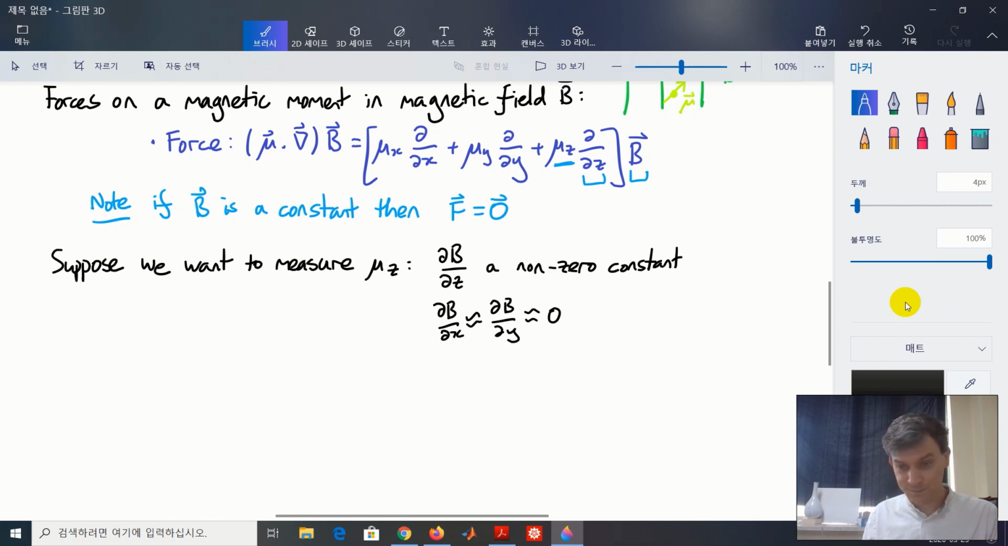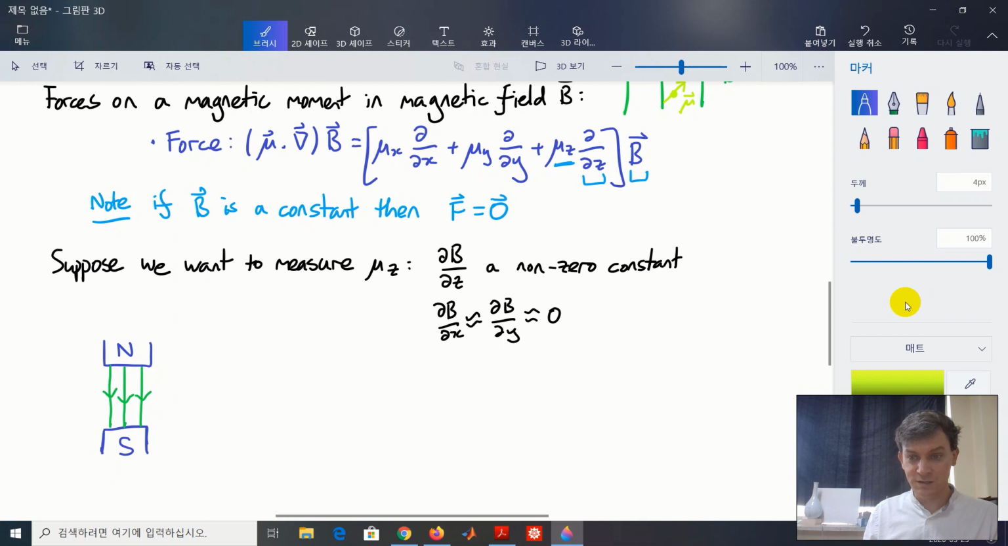So let's suppose I take two permanent magnets like this, and let's suppose I put the north pole of the magnet on one side and the south pole of the second magnet on the other side. Then, as you all know, you will get a magnetic field between the two poles like this. But this one is not good because here in the middle between the two magnets, the magnetic field B is approximately constant. And that you don't want because then you won't get a force on the magnetic moment.